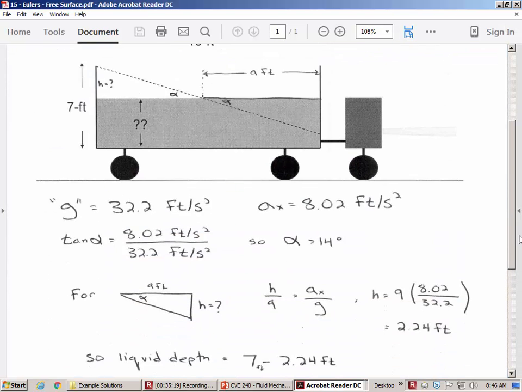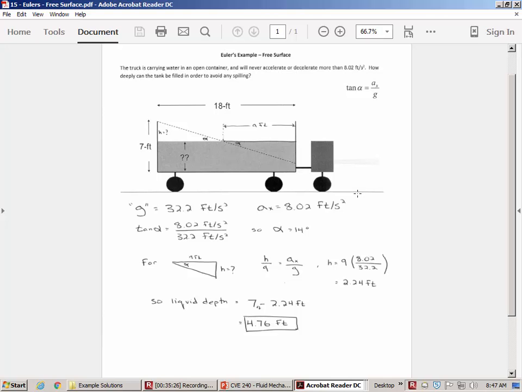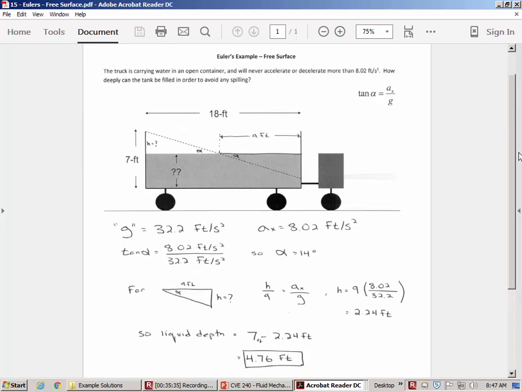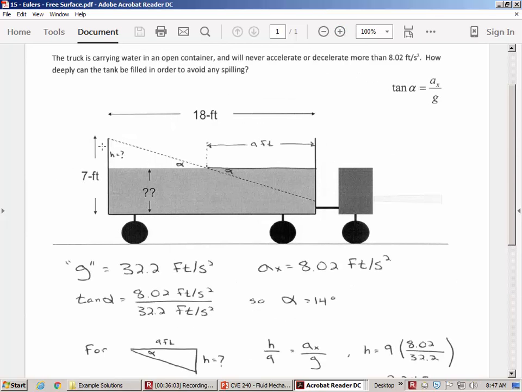But anyway, it's kind of an interesting problem because what you'll see is if we're given a rightward acceleration, 8.02 feet per second squared, then you can find the angle there, 14 degrees, using the tangent function. And then you can see that there are triangles here. There's a triangle where if the truck is 18 feet long, then that means that this length at the top of the triangle is 9 feet. And we would want to find h, which is this distance from the original water surface down to the water surface when it's accelerating, because that same distance h is going to be this h as well.